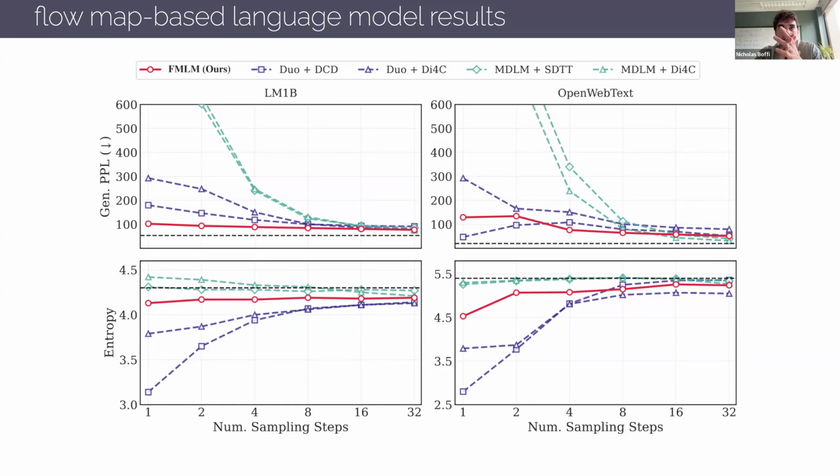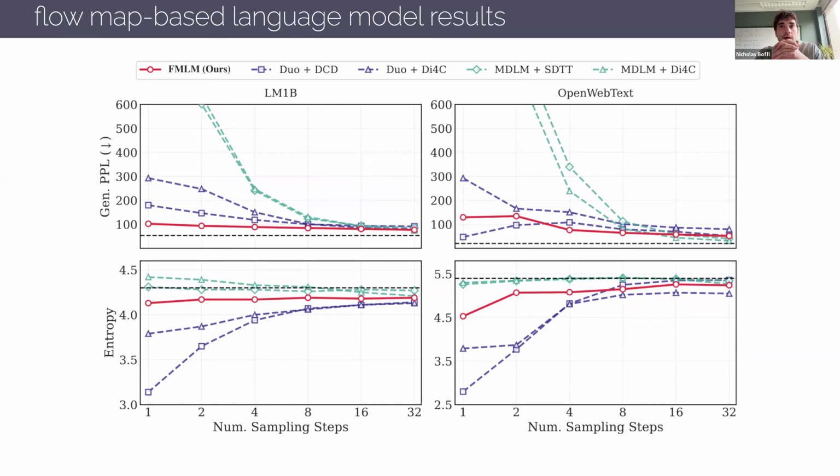We're still working to improve that, but basically everybody collapses in entropy. And then for two steps and beyond, we have very good entropy, and we have basically the best PPL. There's one curve in the top that looks like it has better PPL, which is this dashed line in purple with square markers labeled duo plus DCD.